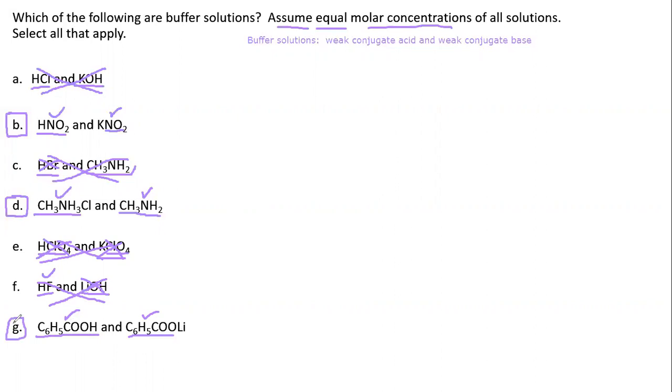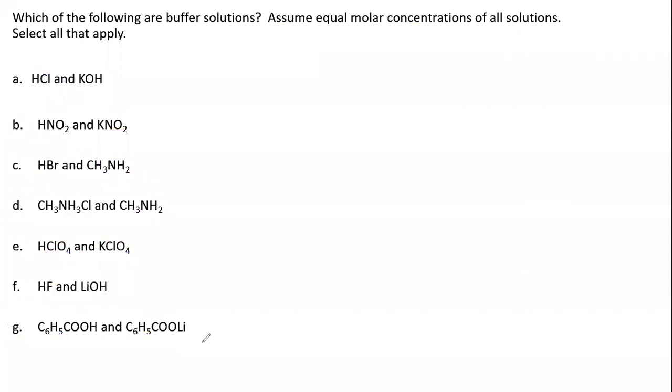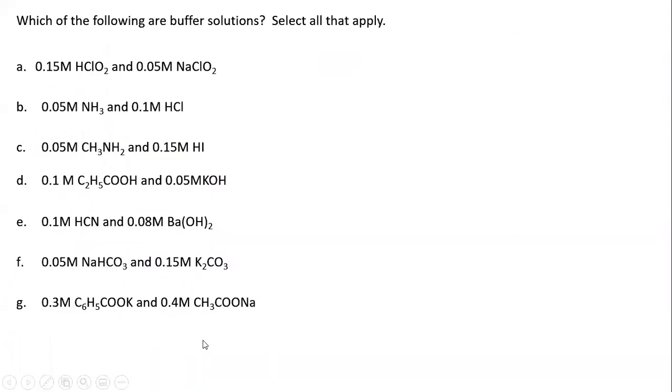So again, buffer solutions are made up of typically the weak conjugate acid and its corresponding conjugate base. Now, in this example, we assumed equal molar concentrations. So in this question, we want to determine which of the following are buffer solutions, but you'll notice here that we have different concentrations of the conjugate acid and conjugate base.